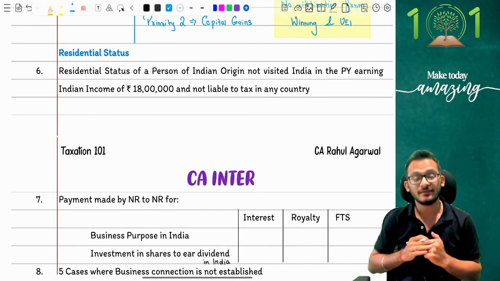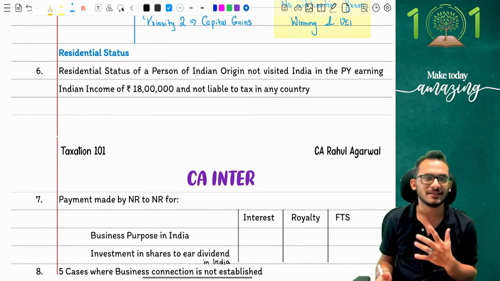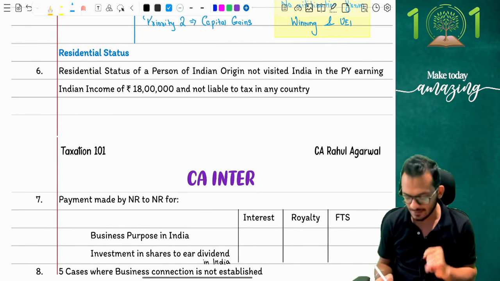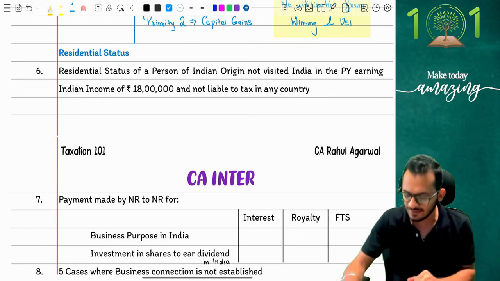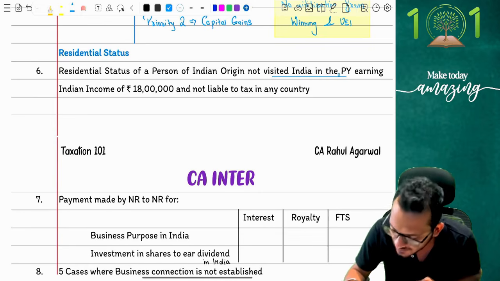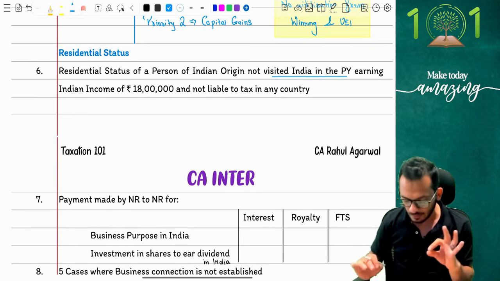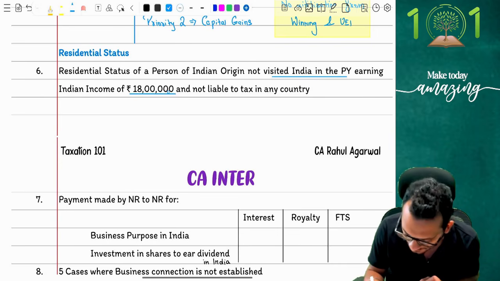I'm at question number 6. We are now starting with a newer chapter, residential status. The question is: the residential status of a person of Indian origin who has not visited India in the previous year at all, is earning an Indian income of 18 lakh rupees and is not liable to tax in any country.